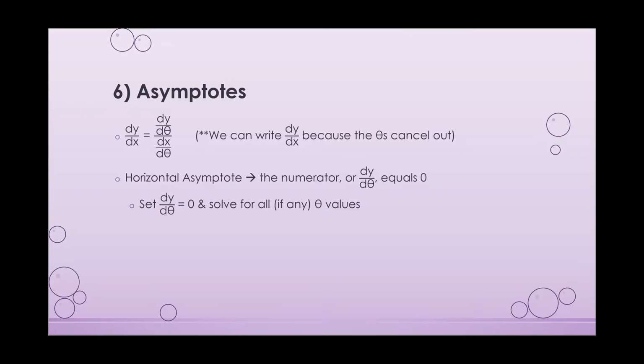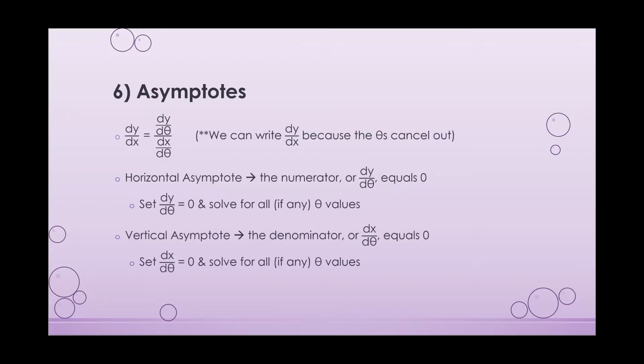Next, moving on to asymptotes. As stated earlier, dy dx is actually dy over d theta over dx over d theta. We usually write dy dx just because the thetas cancel out. Horizontal asymptotes occur when the numerator, aka dy d theta, equals 0. So we set this value equal to 0 and solve for all, if any, theta values. Vertical asymptotes occur when the denominator, or dx d theta, equals 0, and we set this equal to 0 and solve for all, if any, theta values.